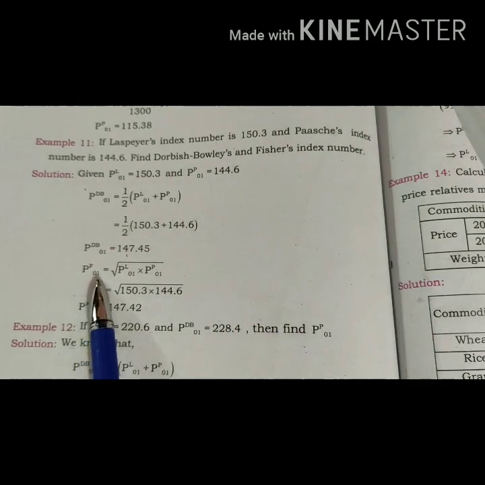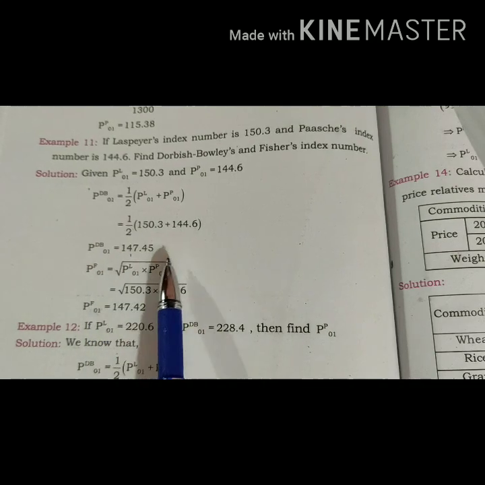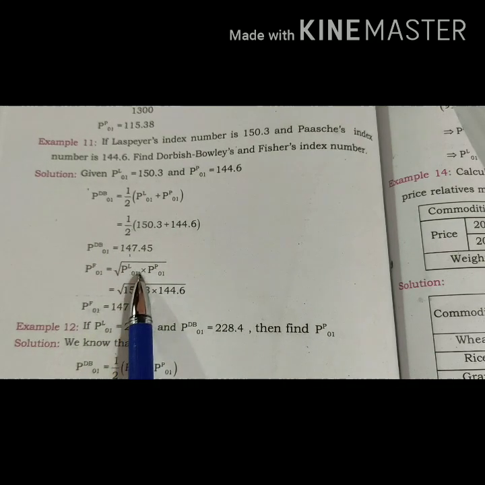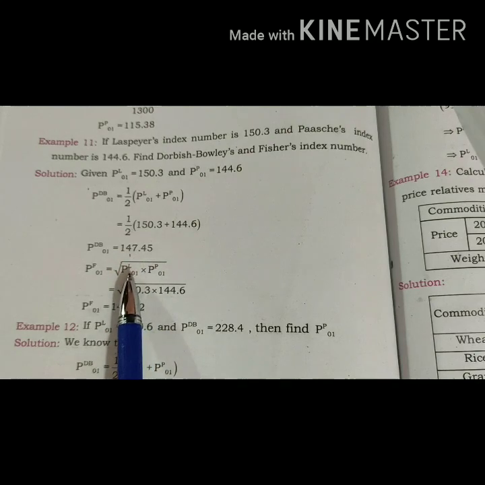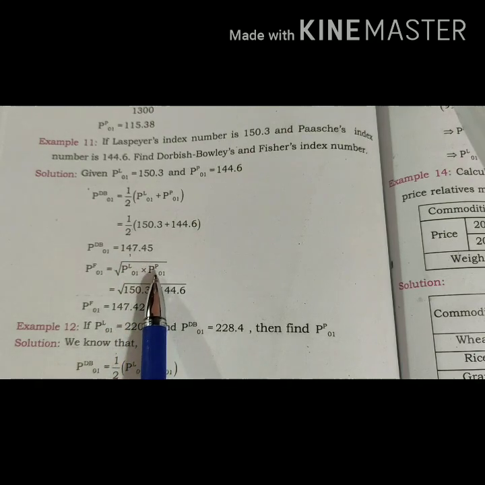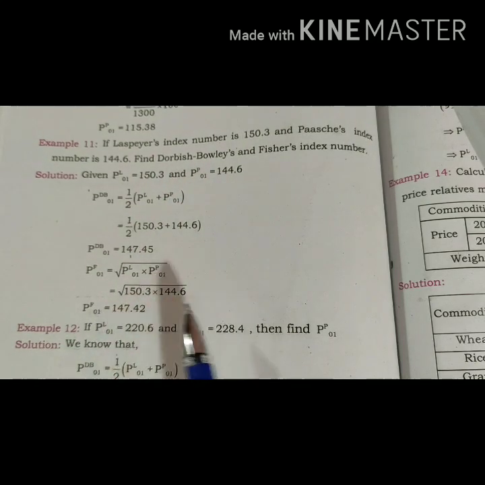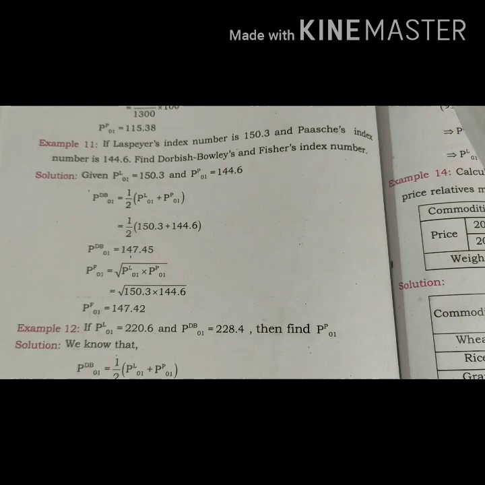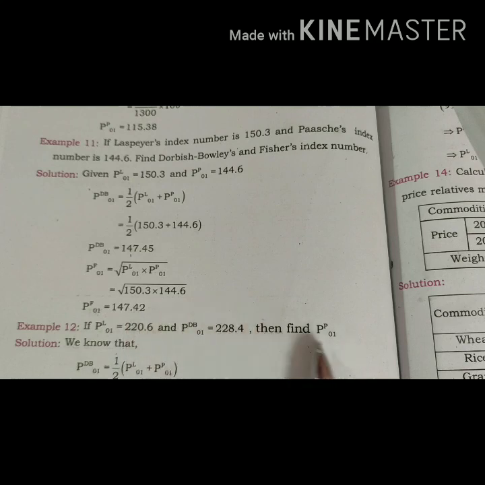Next, calculating the Fisher index number. The Fisher index number formula is P01 to the power F, which is equal to the square root of P01 to the power L into P01 to the power P. That is the square root of the Laspeyres index into the Paasche index. Multiplying these both, we will get Fisher's price index, which is equal to 147.42.